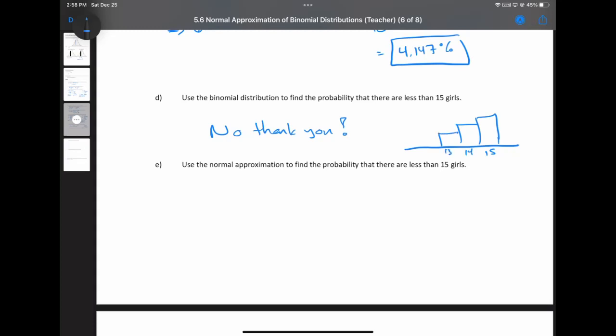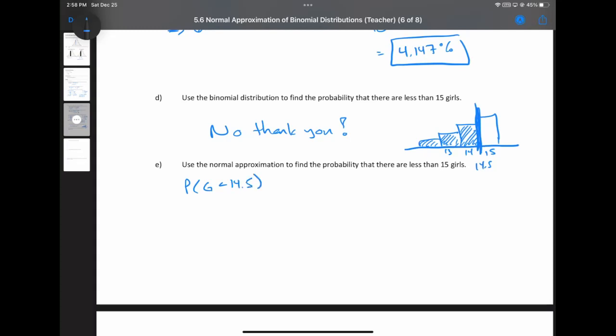If I want it to be less than 15 girls, that means that these bars here are the valid ones. 15 is not a valid bar because I want strictly less than 15 girls. That means when I'm doing my normal approximation, that's actually my breaking point, which is 14.5. So what I'm really following is the probability that the number of girls is less than 14.5.